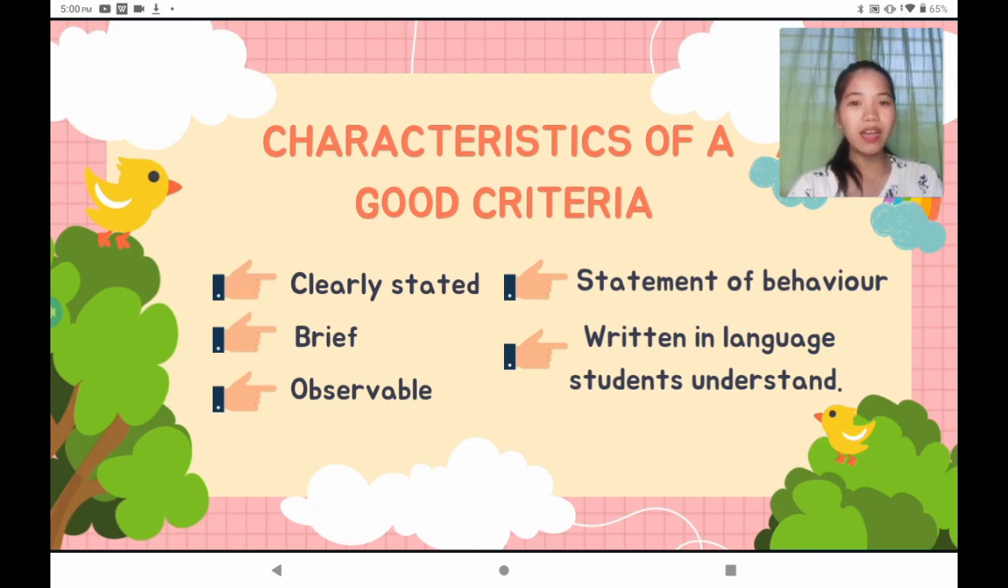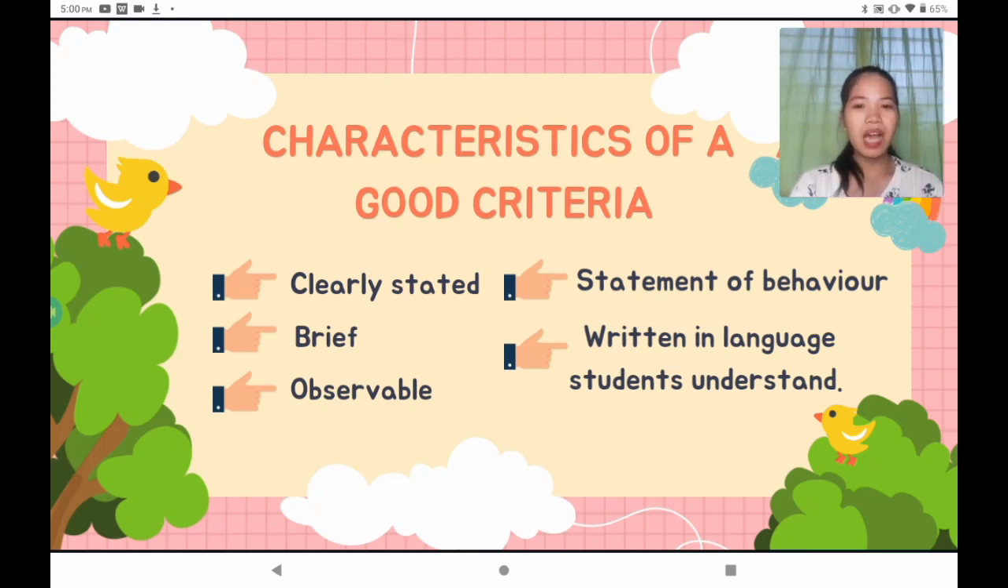First, a good criteria should be clearly stated. That means it is very understandable. It must not be ambiguous, it should be specific. So kinahanglan masabtan siya sayon sa mga bata.